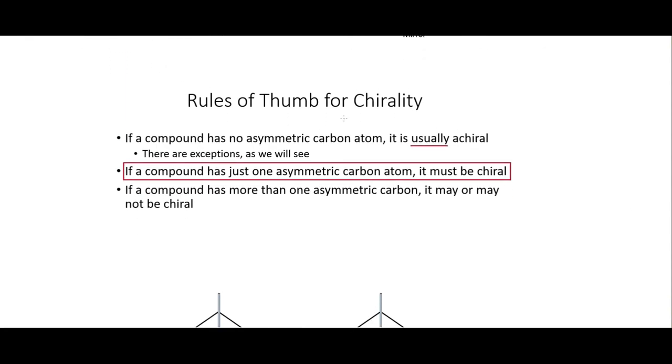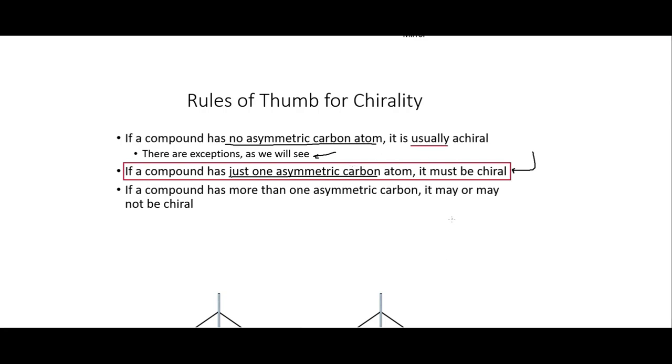But anyway, so some rules of thumb for chirality, and I have this one boxed because this is the only hard and fast rule here. So if a compound has no asymmetric carbon in it, then it is usually achiral. But as we'll see, there are important exceptions. So the hard and fast one: if a compound has just one asymmetric carbon, so one chiral center, then it must be chiral. So having one chiral center means that it must be a chiral molecule, meaning that it has an enantiomer. So it has a mirror image that is the enantiomer.